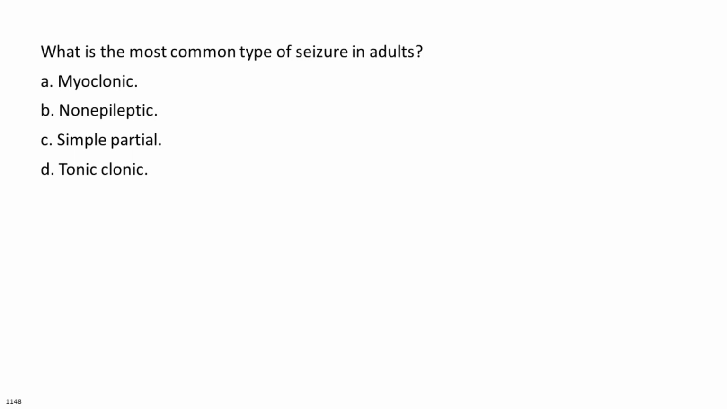What is the most common type of seizure in adults? A. Myoclonic. B. Nonepileptic. C. Simple partial. D. Tonic-clonic.